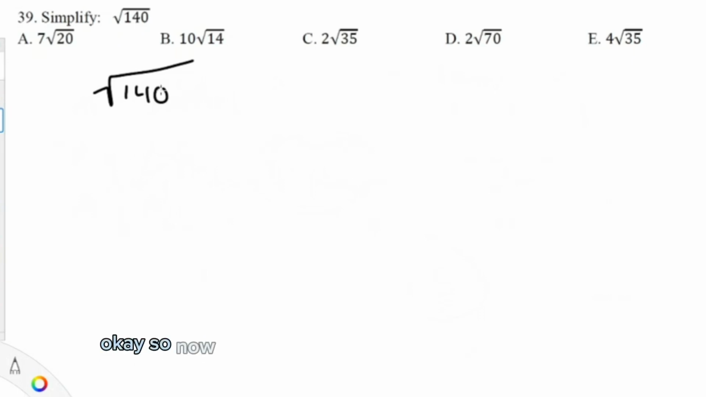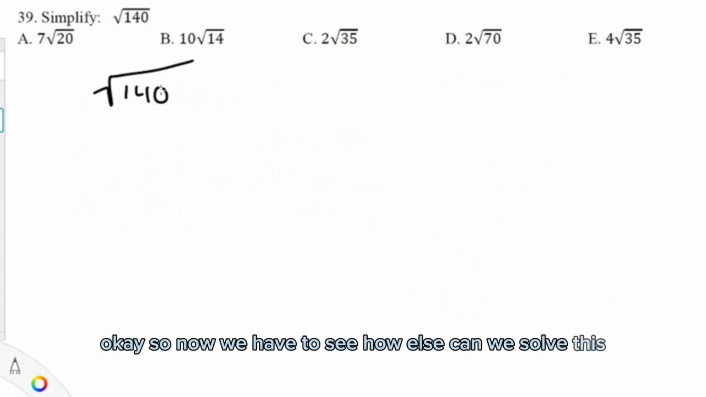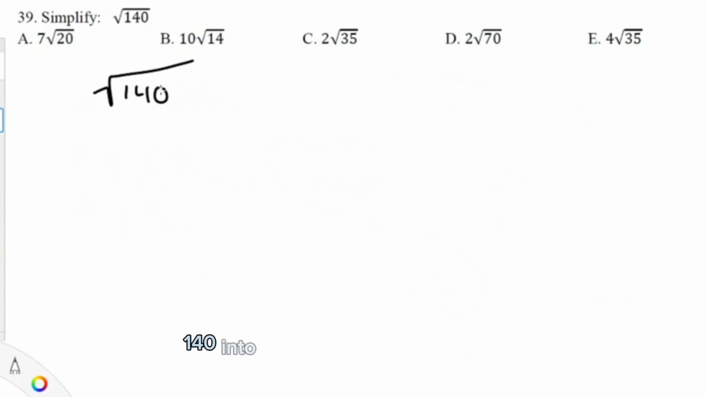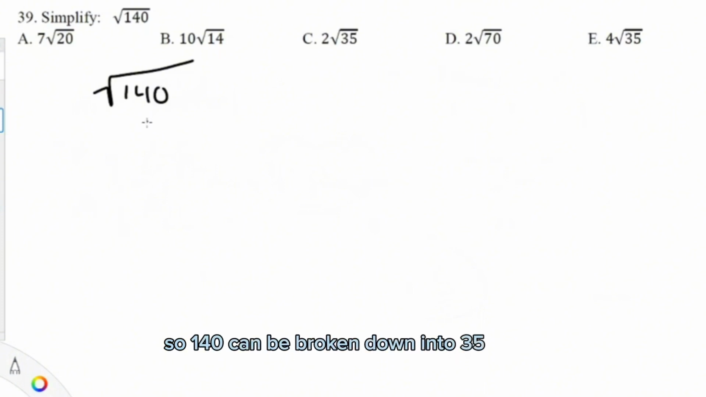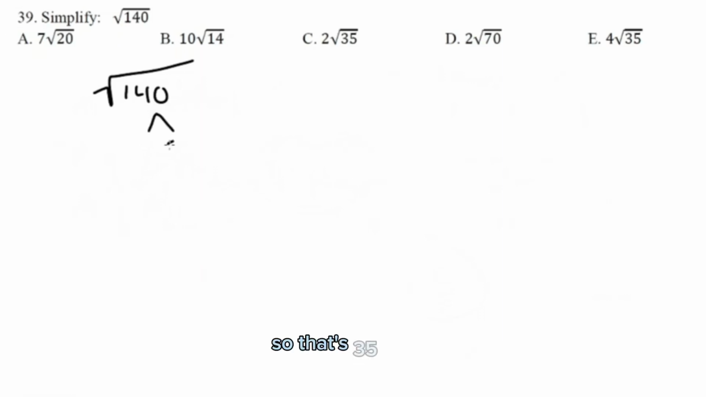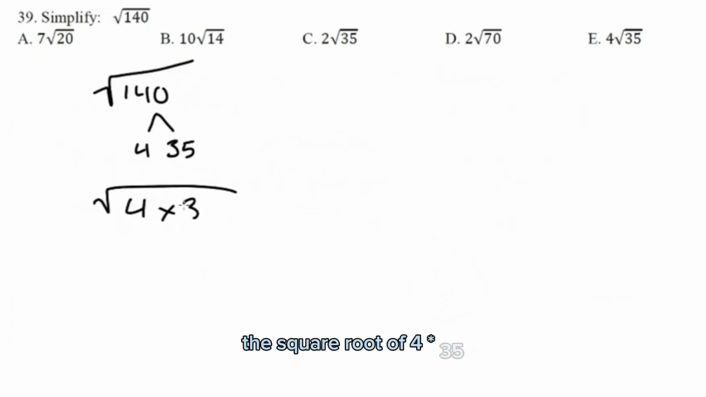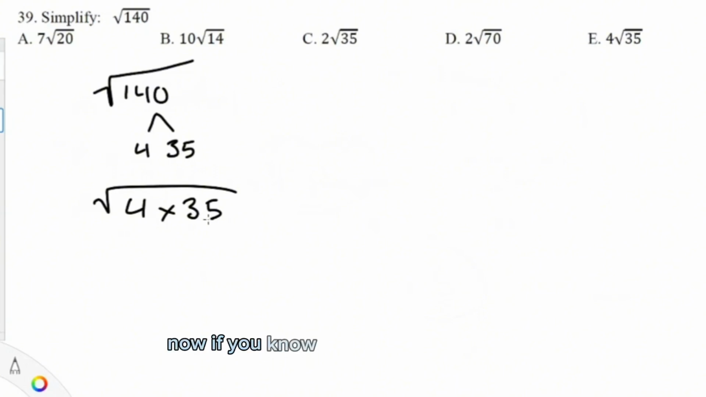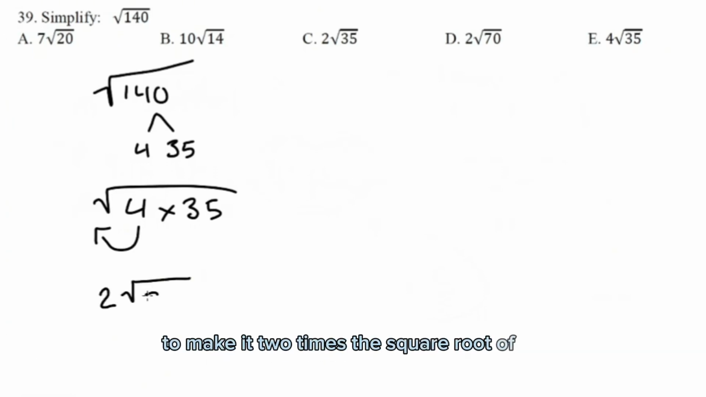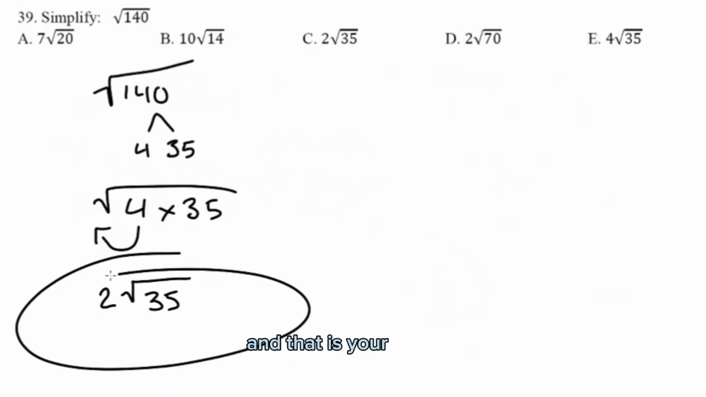Okay, so now we have to see how else we can solve this. Well, we can break down this 140 into other square roots and solve. So 140 can be broken down into 35 and 4. So this can be written as the square root of 4 times 35. Now, the square root of 4 is 2. You can bring the square root of 4 outside to make it 2 times the square root of 35. And that is your answer.